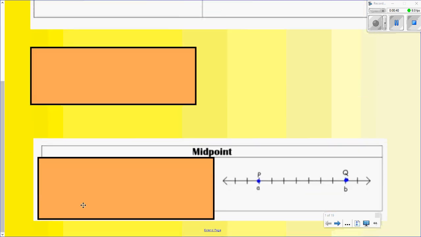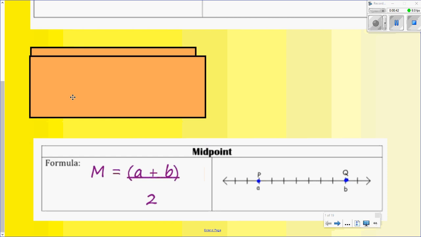And with midpoint, it's just like finding the average, but we're focusing on 2 points. So it'd be m equals, m is for midpoint, equals a plus b, or whatever two values you have, divided by 2. The midpoint is the halfway point between 2 points. It's like the average, the halfway point. So whatever segment is going to be congruent to the other segment, or whatever two lengths.